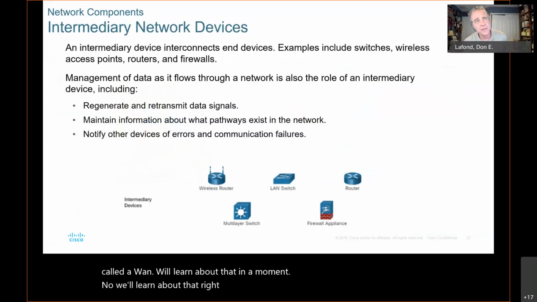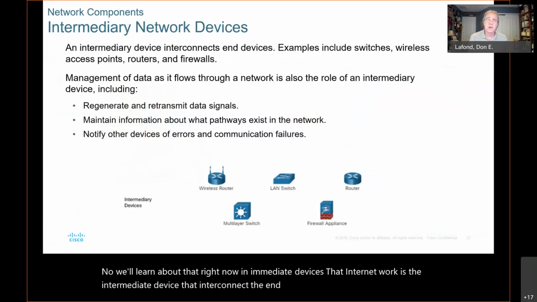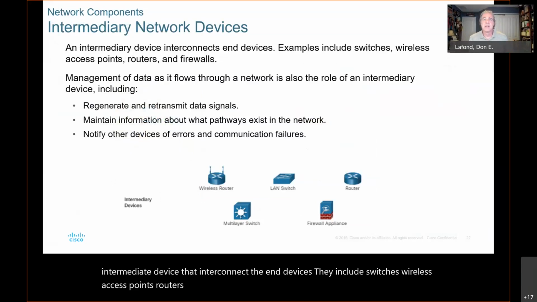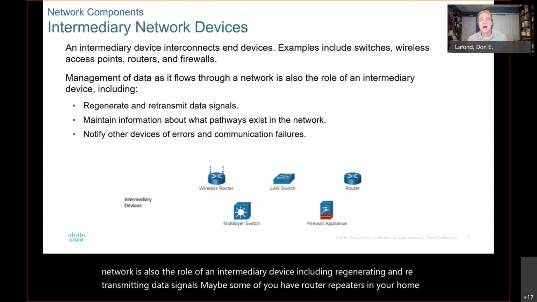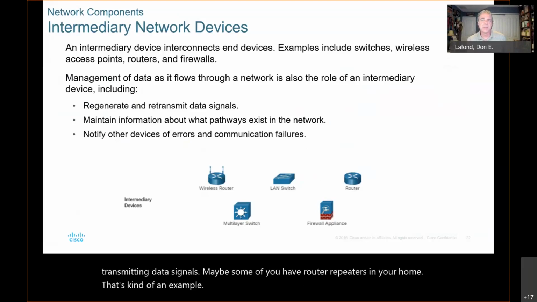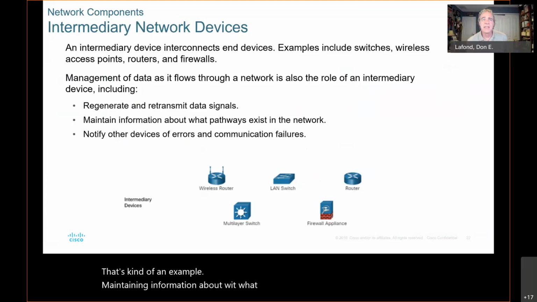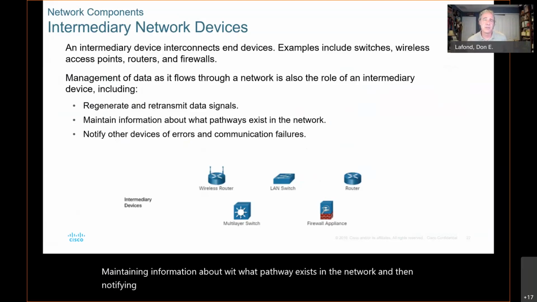Intermediate devices interconnect the end devices. They include switches, wireless access points, routers, and firewalls. Management of data as it flows through a network is also the role of an intermediary device, including regenerating and retransmitting data signals. Maybe some of you have router repeaters in your home. That's kind of an example. They also maintain information about what pathways exist in the network, and notify other devices when there is an error.